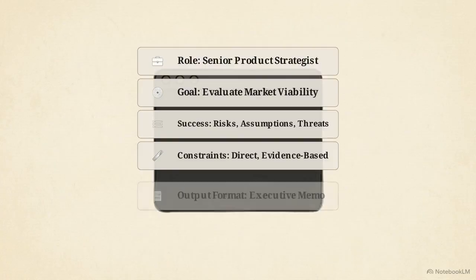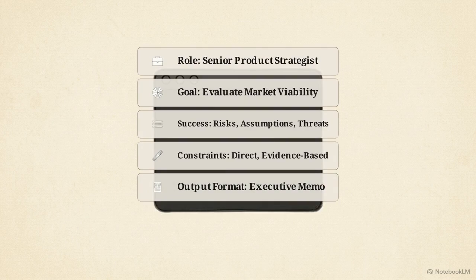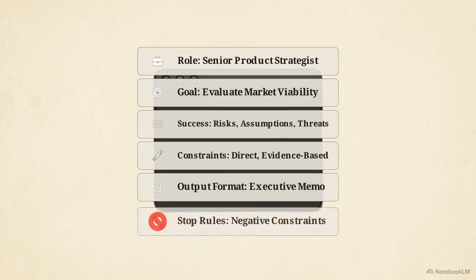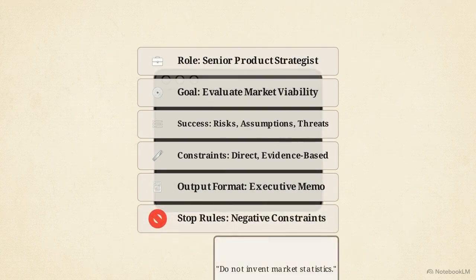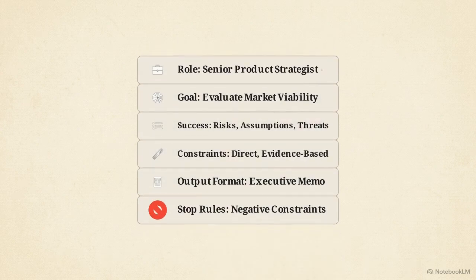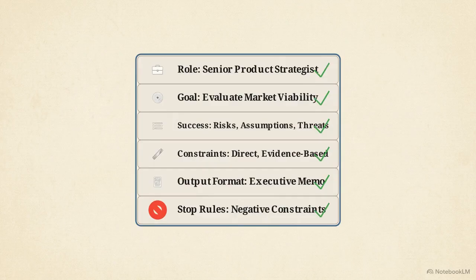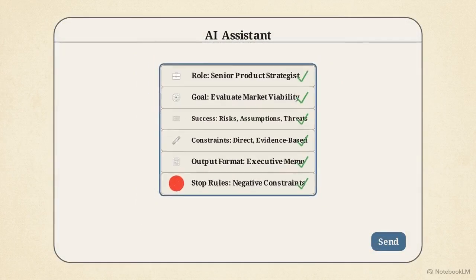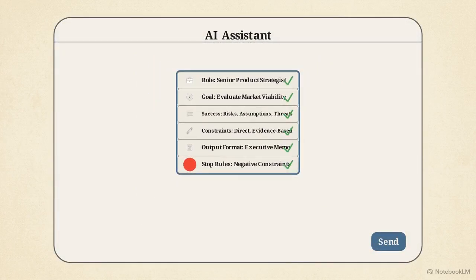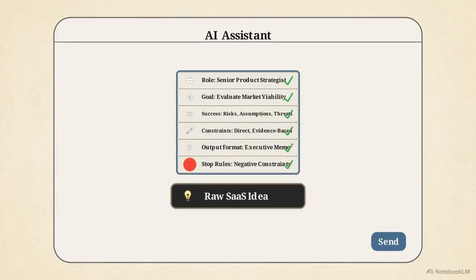For our output format, we dictate a highly specific structure, a 1-page executive memo with distinct sections. Finally, stop rules are our red lines. We write, "Do not invent market statistics. Avoid generic marketing jargon." And there it is, a fully assembled 6-part blueprint. To execute this, we copy the entire framework, paste it into the AI prompt window, and drop our rough SaaS idea right at the bottom.